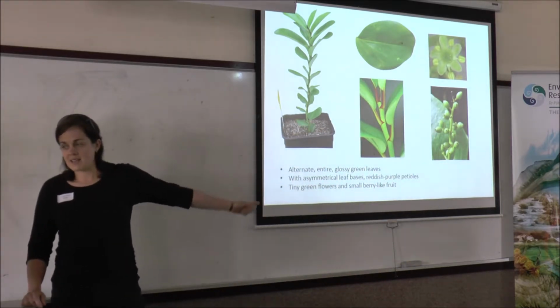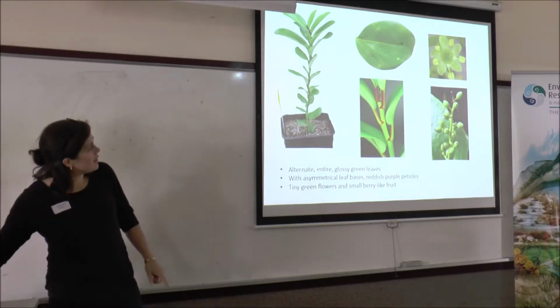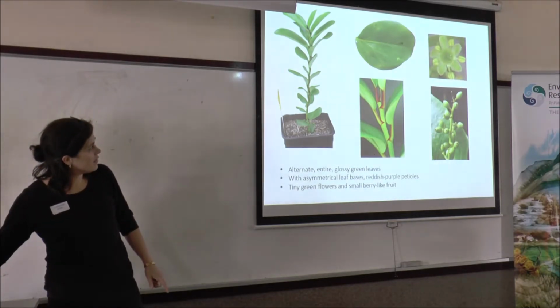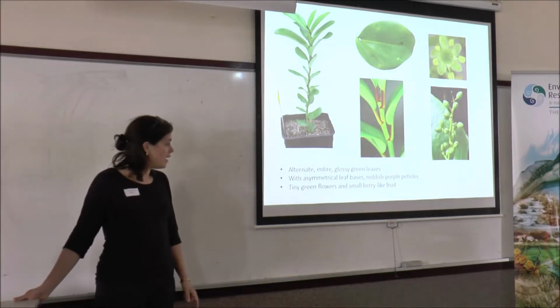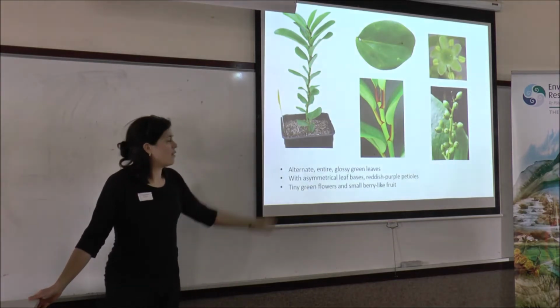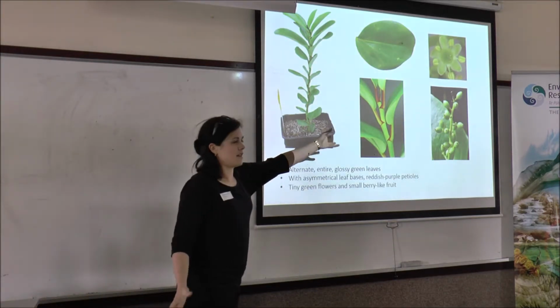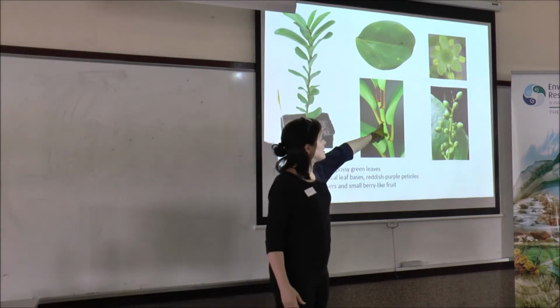It also has asymmetrical leaf bases, so that means up here, this side of the leaf comes in here, but this one doesn't meet it, it comes in earlier. That's a key feature of this plant. And reddish purple petioles that clasp onto the stem.